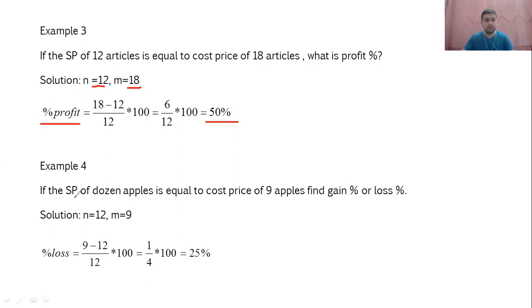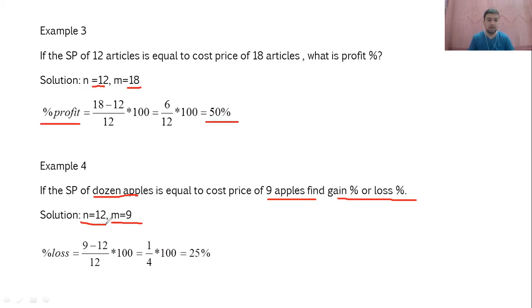Now let us see one more example. If the SP of a dozen apples is equal to the cost price of 9 apples, find the gain percentage or loss percentage. In this example, it is not given whether gain or loss is there; that we have to find out. What are M and N? M is the number of articles related to cost price, so M is equal to 9. N is the number of apples related to selling price, so N is equal to 12. Now M is less than N here.